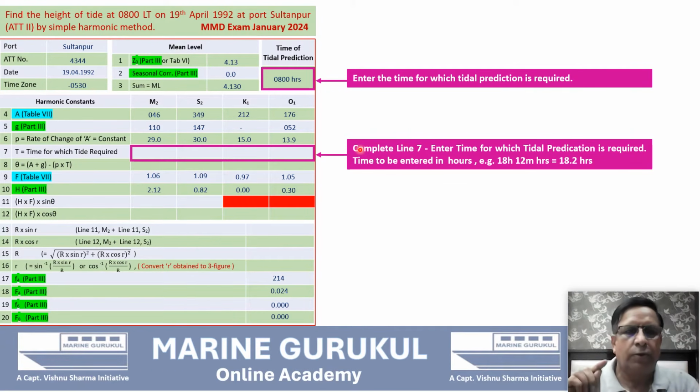So if our time was 18 hours 12 minutes, the time in line 7 should be filled up as 18.20. So in line 7, when you fill in the time, please make sure you fill the time in decimals of an hour rounded off to second decimal place. For us, the time is 0800 hours. So for us, the time will be 8.00 in all four columns. I hope it's clear to everyone.